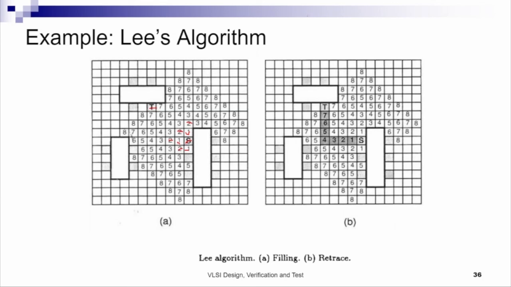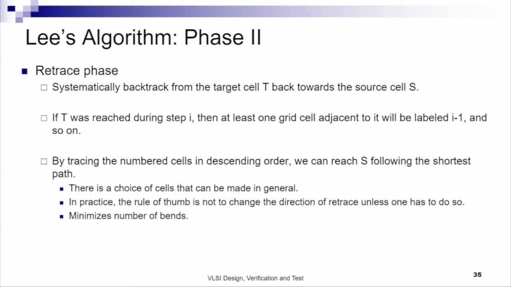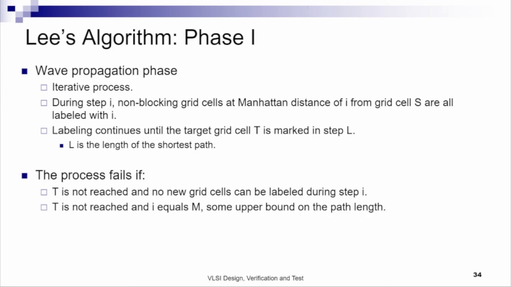And we see that it is found in the 8th step. After 7, we come to 8. So it is at a distance 8 from the source. So again, it is an iterative process. During step I, non-blocking grid cells at Manhattan distance I from grid cell S are all labeled with I. Labeling continues until the target grid cell T is marked in step L. L is the length of the shortest path.